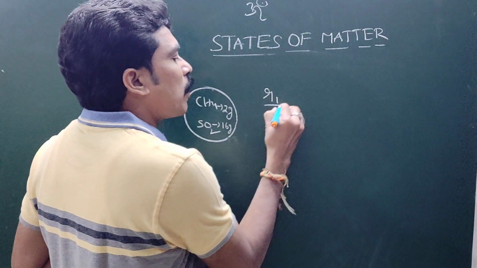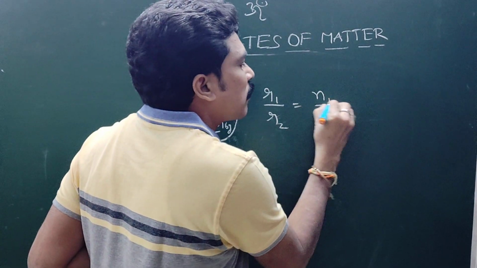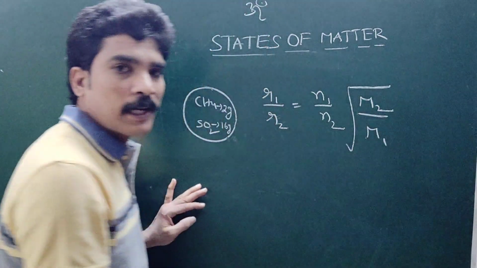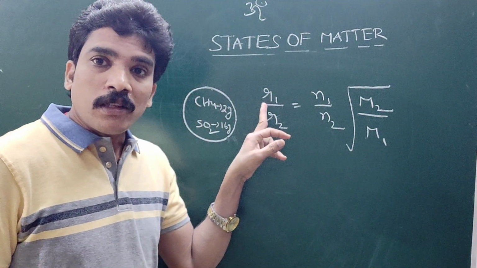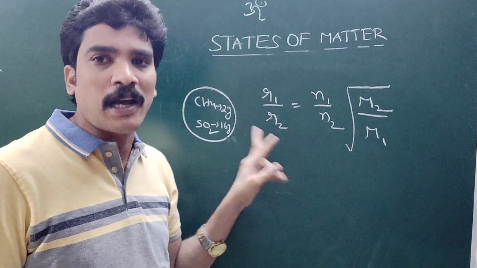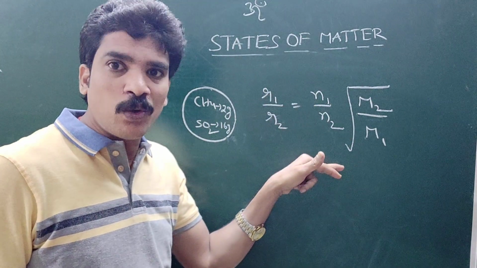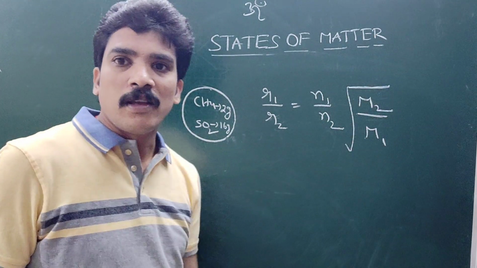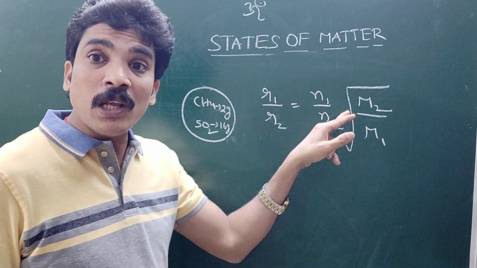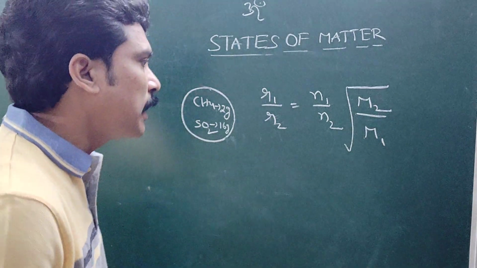The relative ratio of diffusion R1 by R2 is equal to the initial moles N1 by N2 into under root M2 by M1.